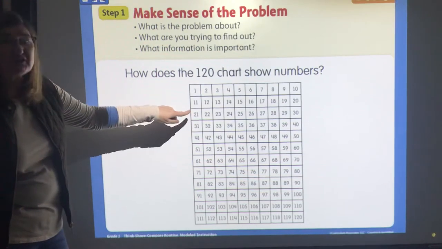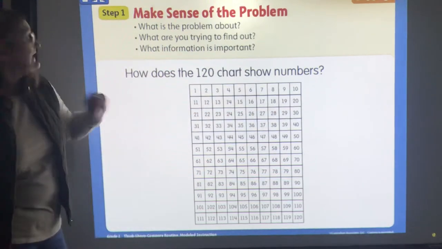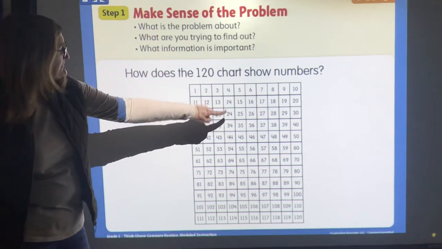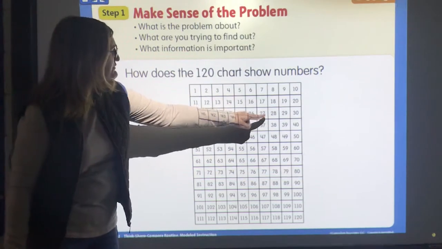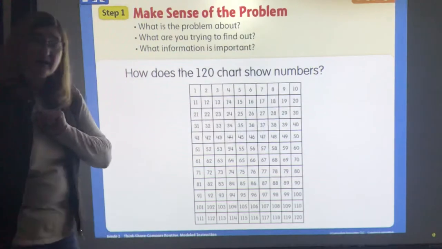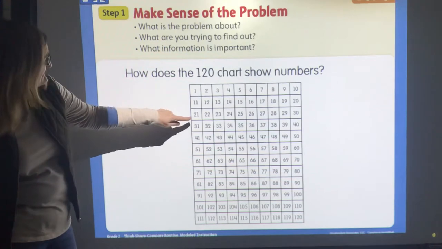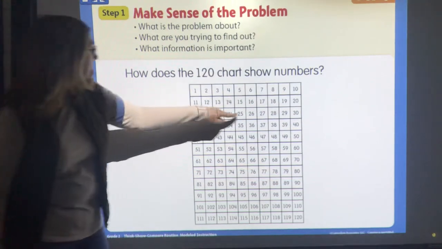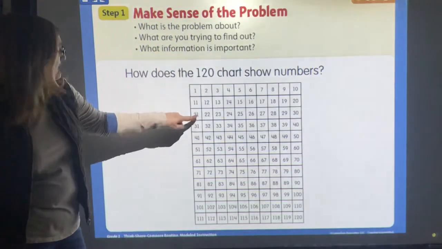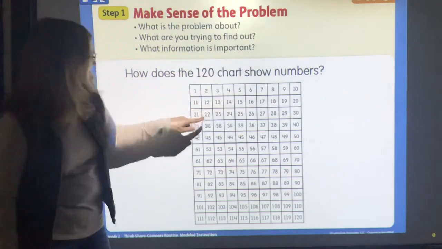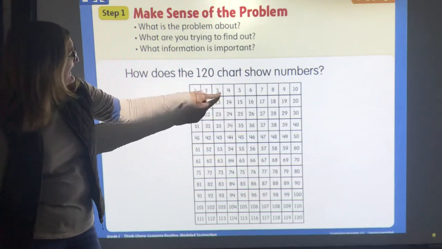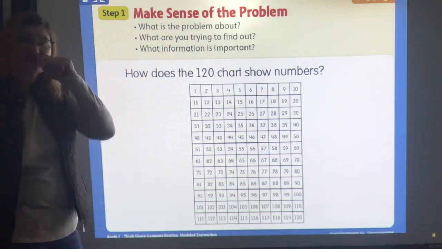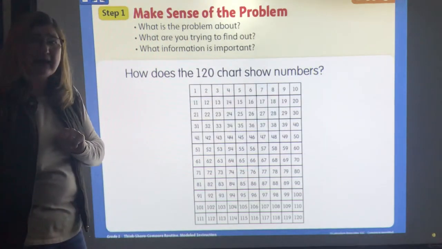But let's take a look at the third row. If we look across on our row, let's count together: 21, 22, 23, 24, 25, 26, 27, 28, 29, 30. Let's see what's the same and different. Almost every number on this row begins with a 2. But look in our ones place. Do you notice your ones are changing? 21, 22, 23. Just like up there, we're counting by ones. So when we count down, we're counting by tens. When we count across, we're counting by ones.